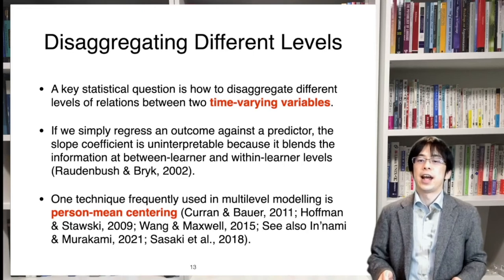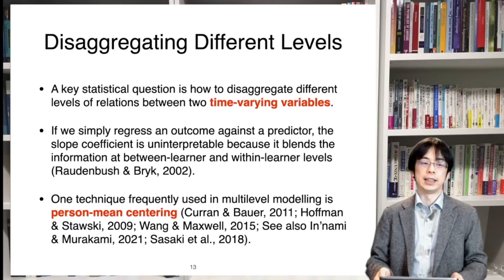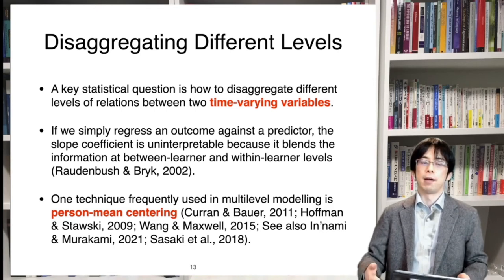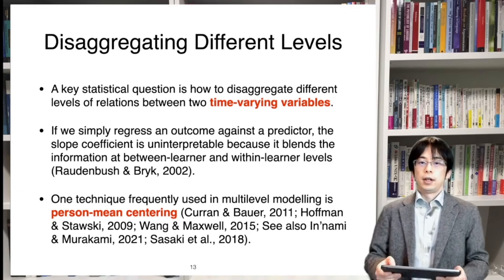If we simply regress an outcome against a predictor, the slope coefficient is uninterpretable because it blends the information at between learner and within learner levels. And one technique frequently used in multi-level modeling is what's called person mean centering, also known as within person centering or group mean centering, when individuals are nested within groups rather than individual data points nested within individuals, like in our case.